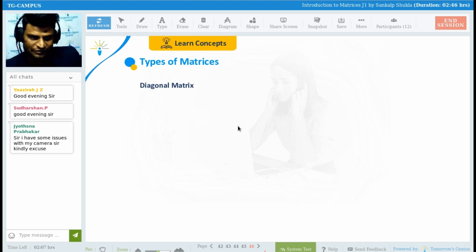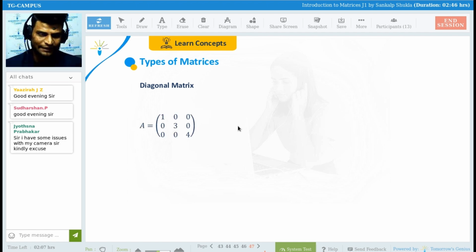Now we have another type, which is the diagonal matrix. So what is this diagonal matrix? A diagonal matrix is something where we have elements only on the diagonal and each and every other element is zero, like you can see in the example also.